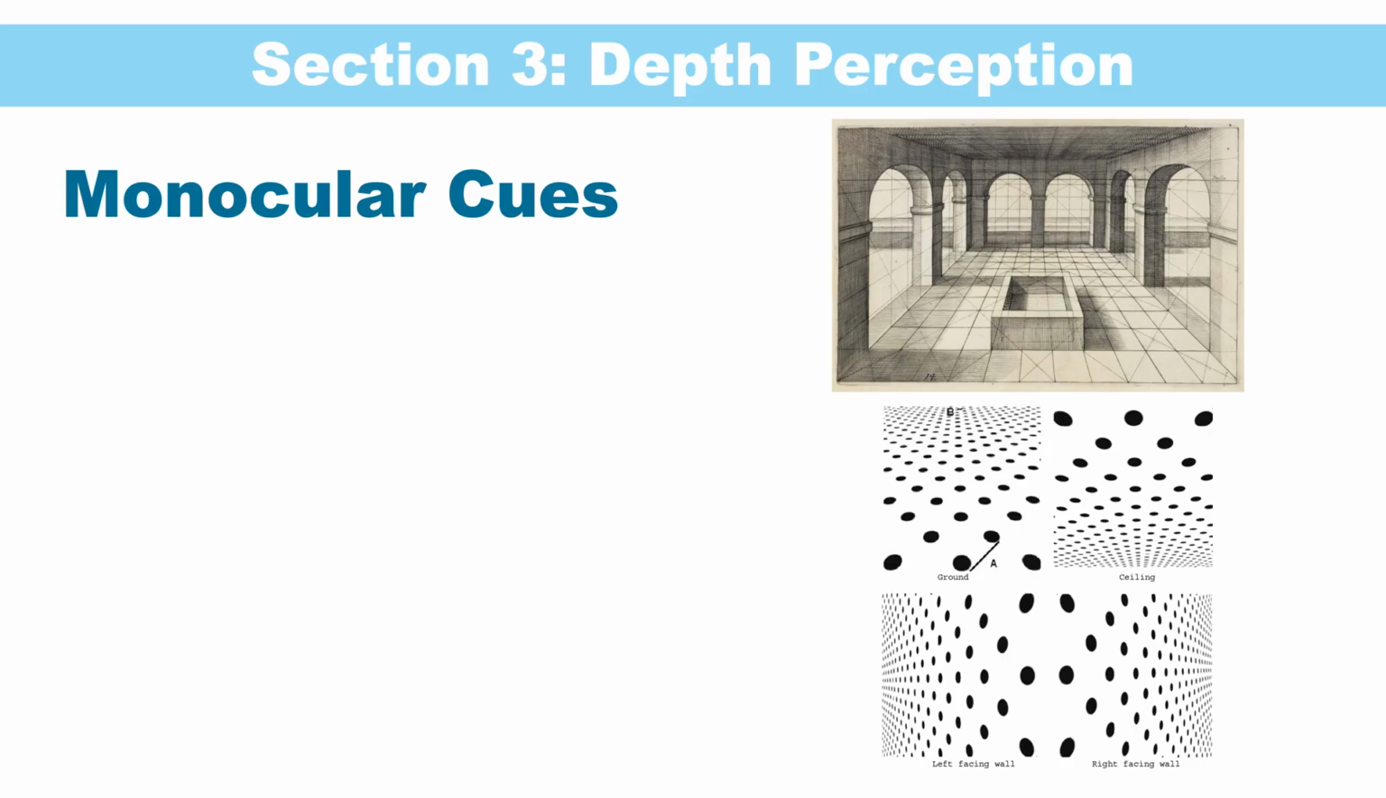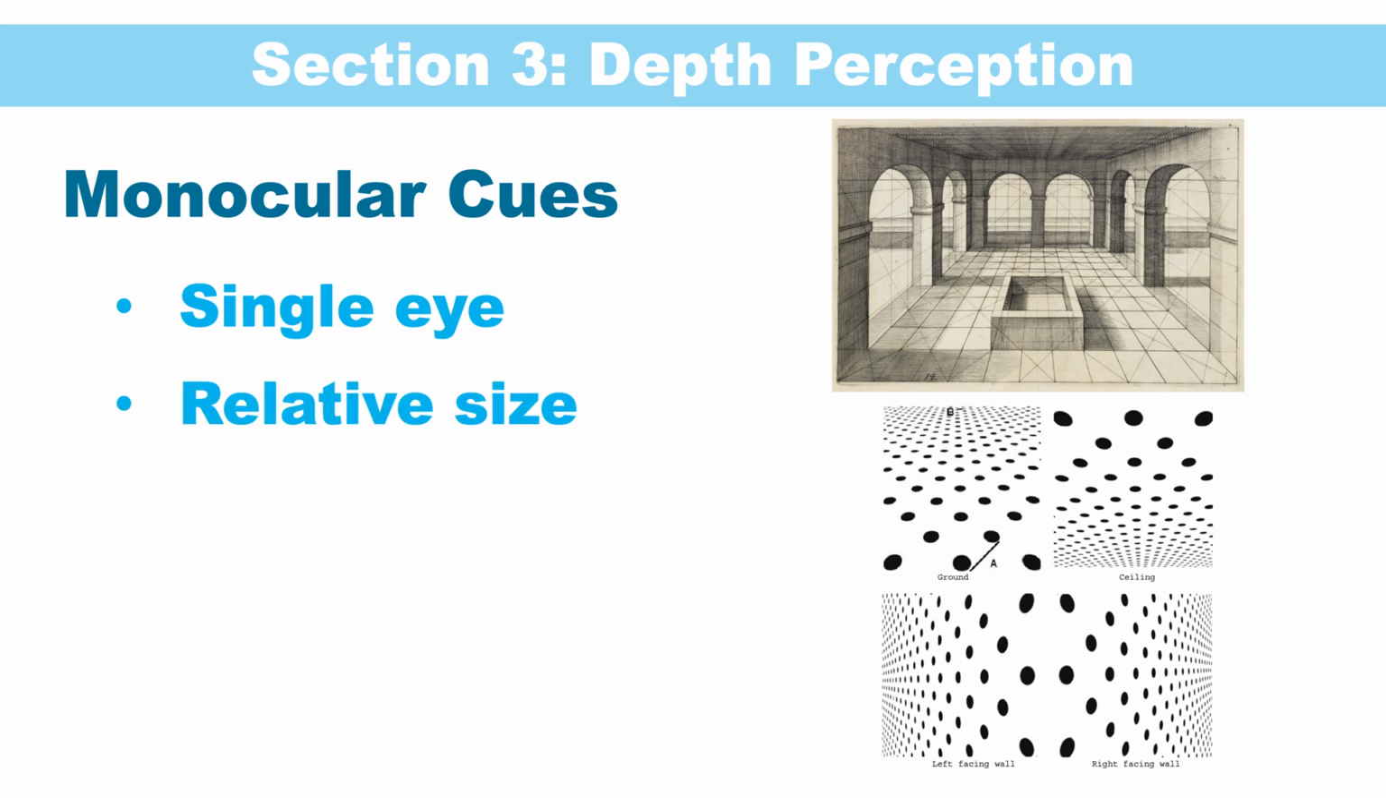That's where depth perception comes in. It's your brain's way of building a 3D model of the world from flat images. And like everything we've talked about so far, this process isn't flawless, but it's incredibly useful. Even if you close one eye, you can still perceive depth. That's thanks to monocular cues. These are clues that your brain uses to judge distance with just one eye.